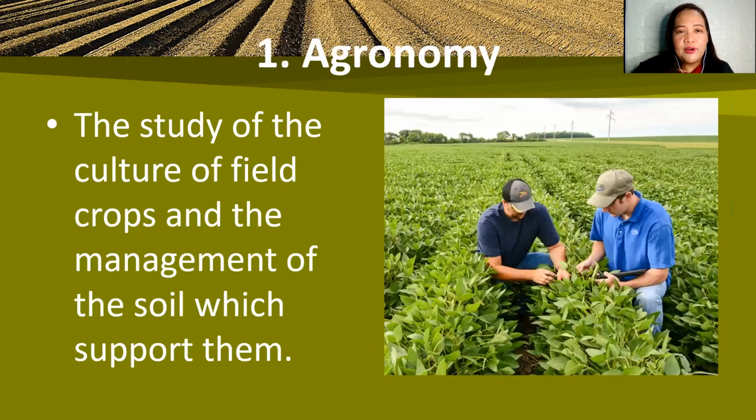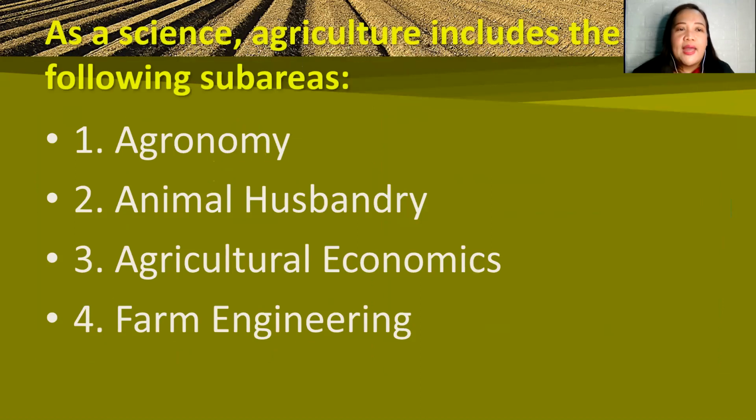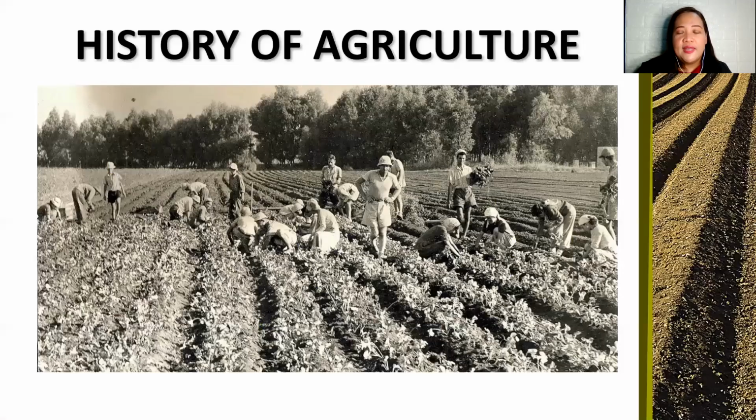So, what are those again? We have the four sub-areas of agriculture: agronomy, animal husbandry, agricultural economics, and farm engineering. So let's proceed with the history of agriculture.